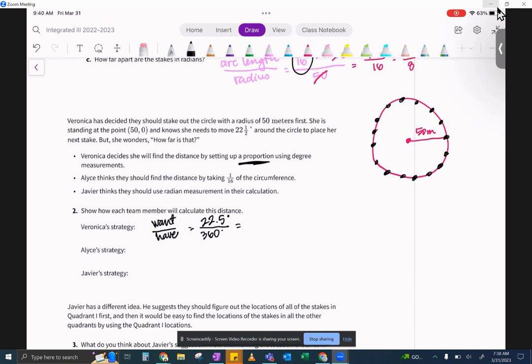And then we are gonna set that equal to our proportion, right? So what proportion are we using? Let's see here.